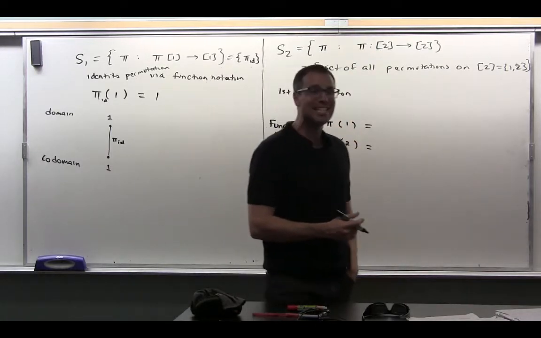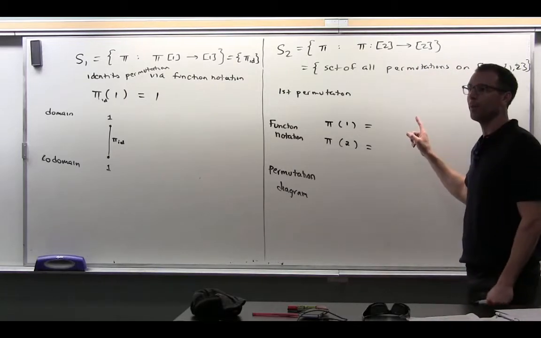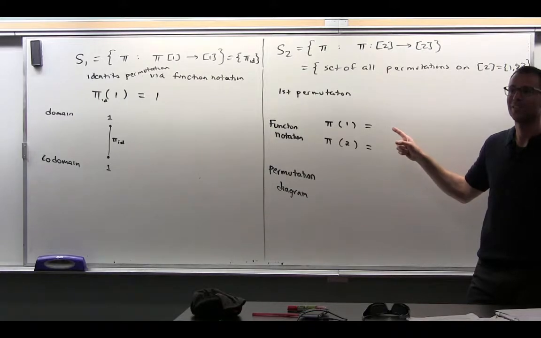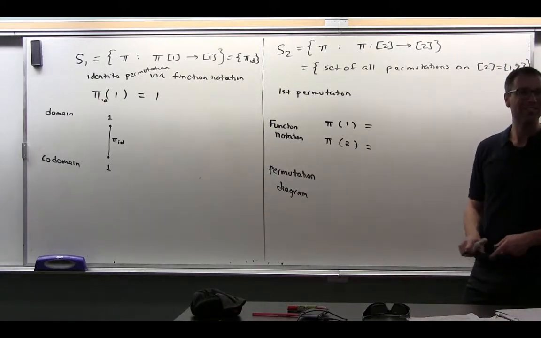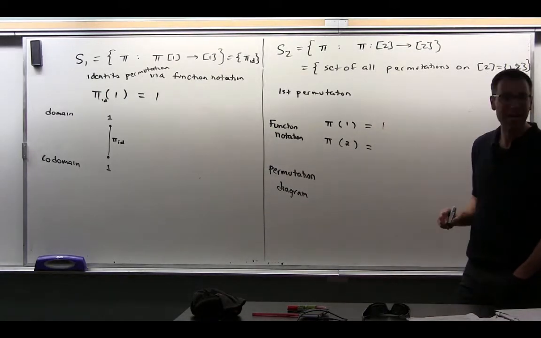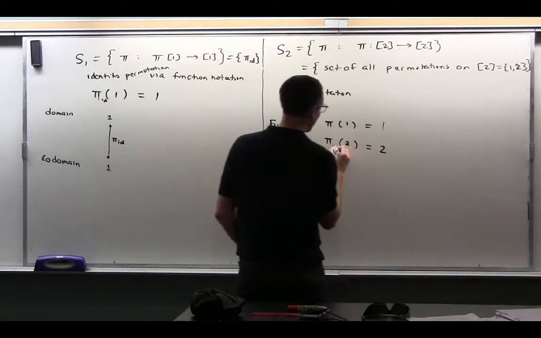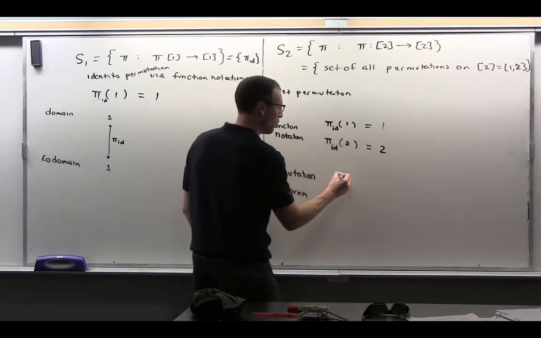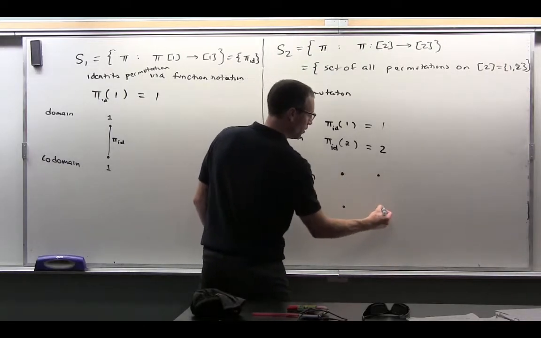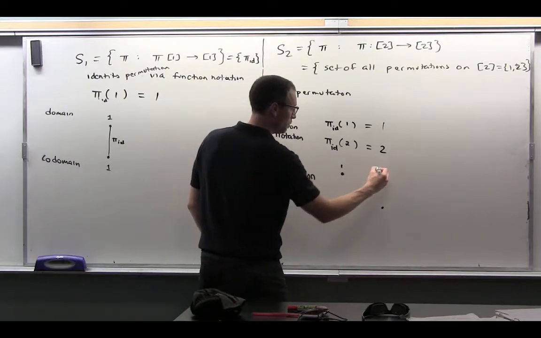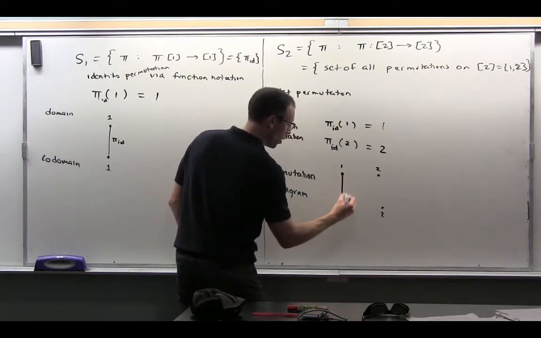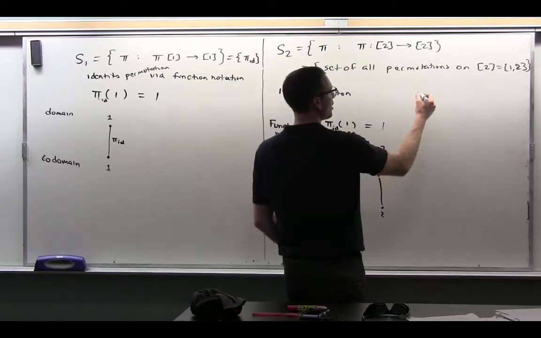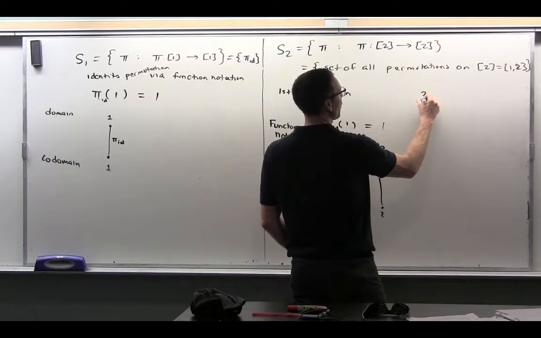Let's start with the easiest map that hits all elements and doesn't do it more than once. Okay, pi of 1 is 1. Pi of 2 is 2. Could you guess what we call that permutation? The identity permutation. Because what does the identity permutation do? Yeah, not a damn thing. It literally maps 1 to 1 and it maps 2 to 2. How many other permutations do we have here?